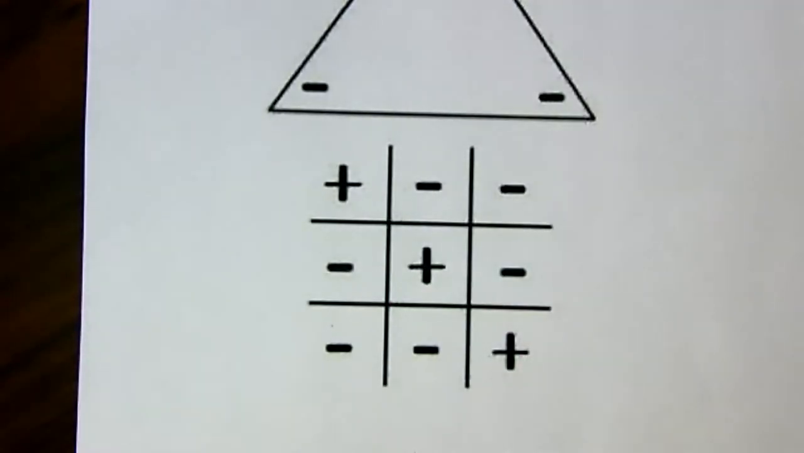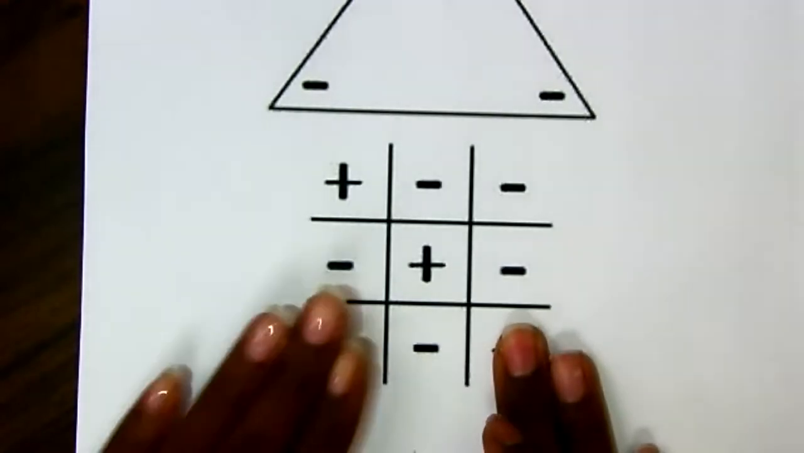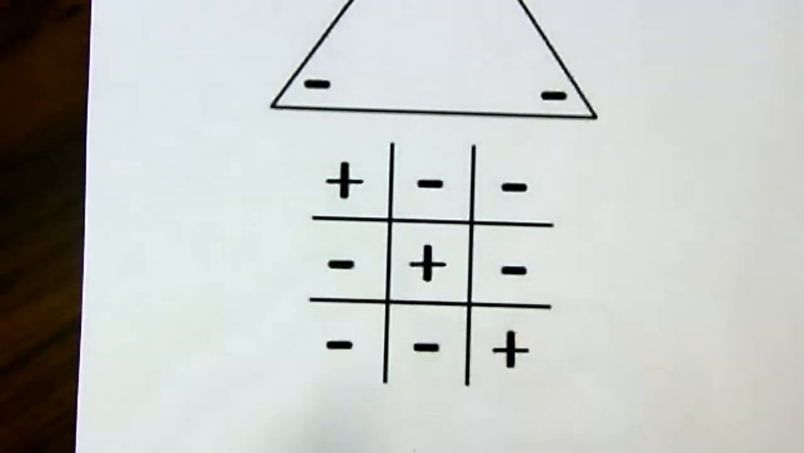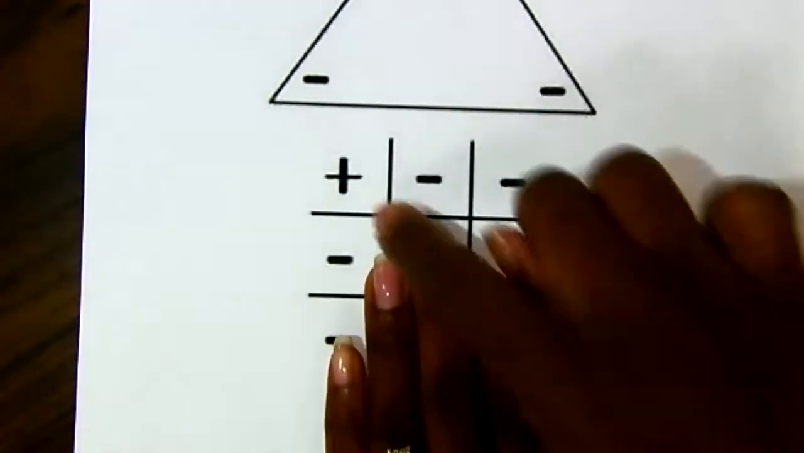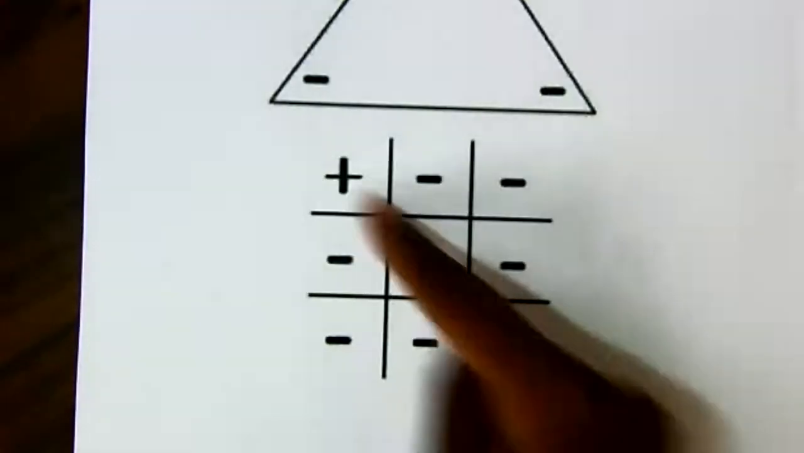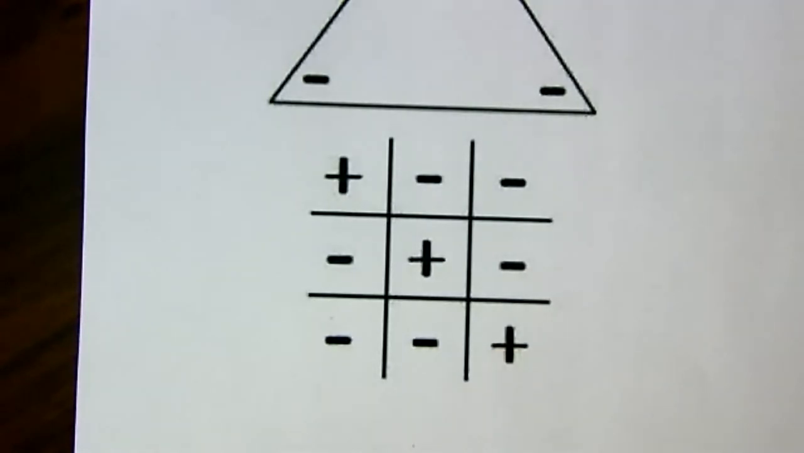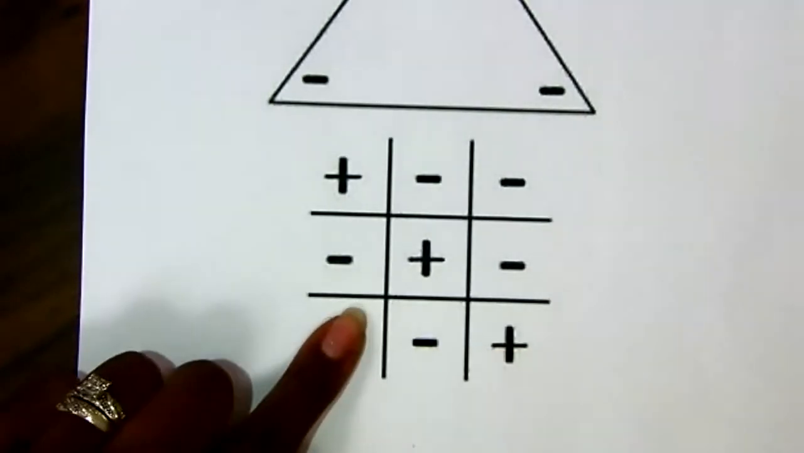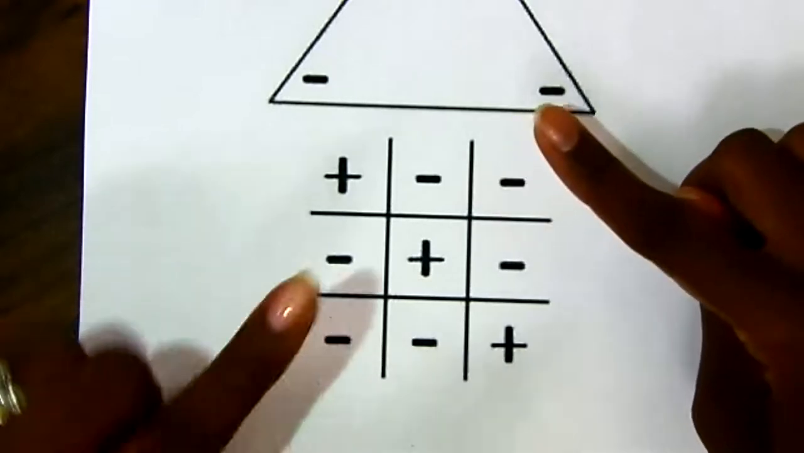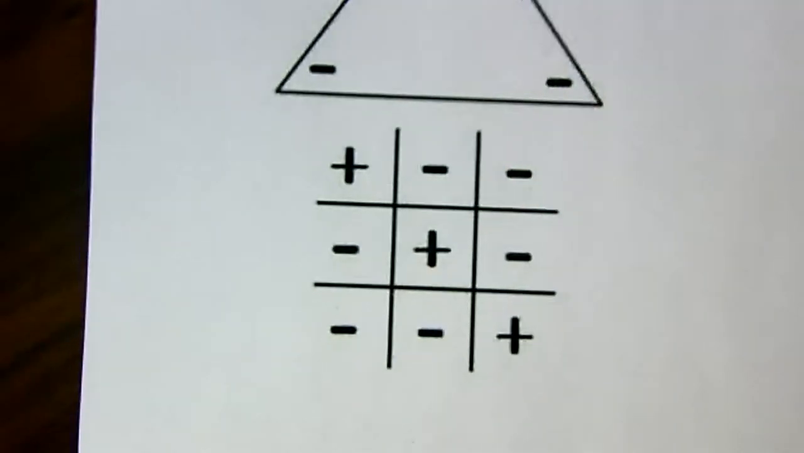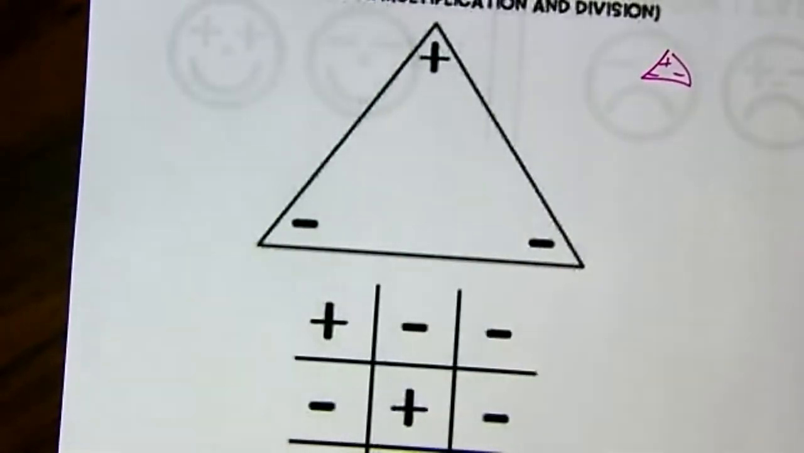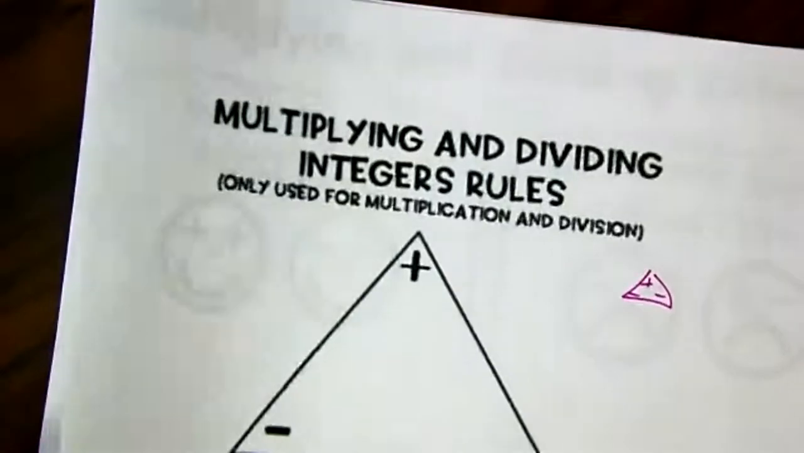If I multiply or divide a positive by a negative, then my answer will be a negative. If I multiply or divide a positive and a positive, then my answer will be positive. Whatever makes a tic-tac-toe, that's what your answer will be. You cover up what your symbols have. If I do a negative by a negative, then it will be a positive answer, okay? So these are just cool little tricks to help you remember the rule for multiplying and dividing, okay?